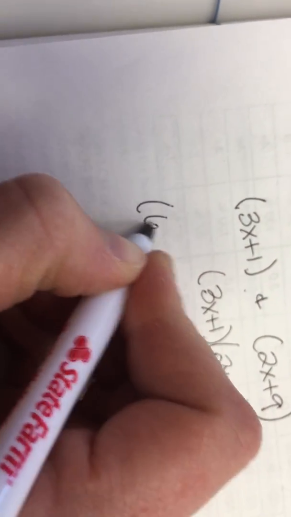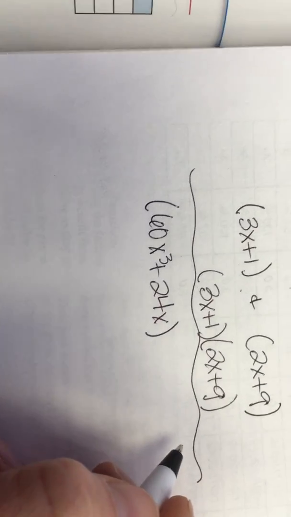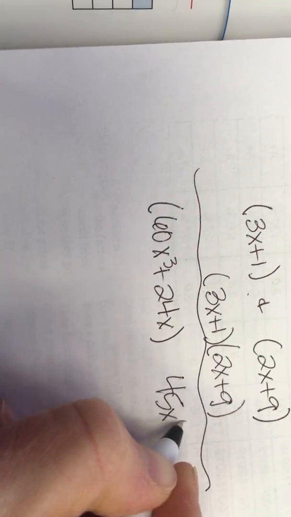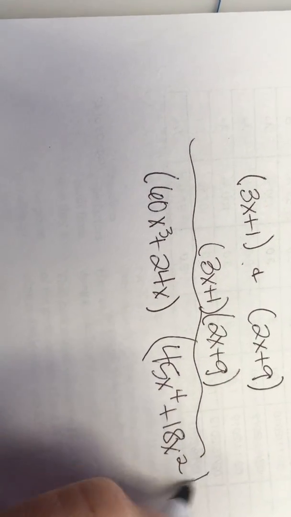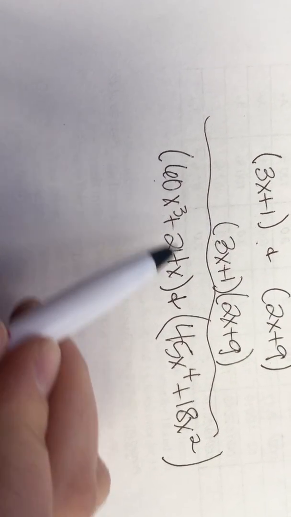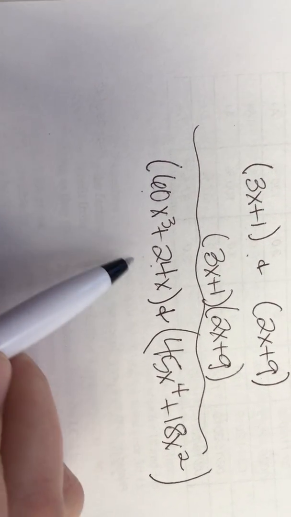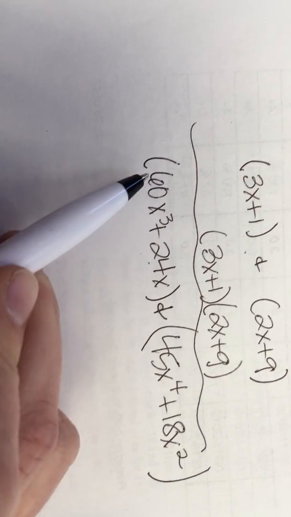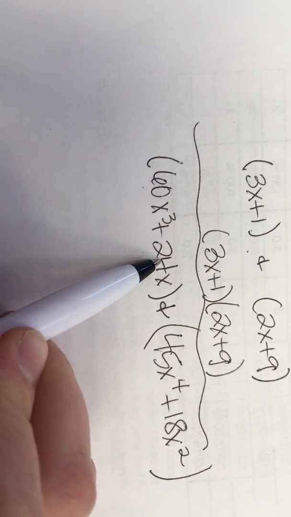So they give us 60x cubed plus 24x, and they give us 45x to the 4th plus 18x squared. Okay. So again, we have to factor, okay? So I'm going to look at my numbers first. 60 and 24, let's see here. Well, they're both even, so I could definitely take 2 out. I could take 4 out. I could take 6 out. 8 doesn't go in evenly. I could take 12 out.